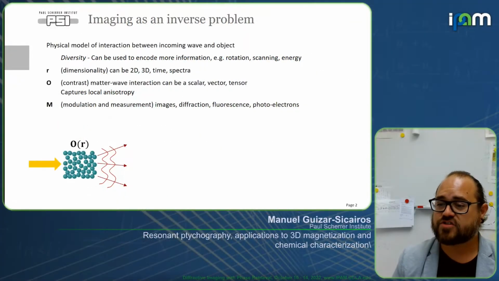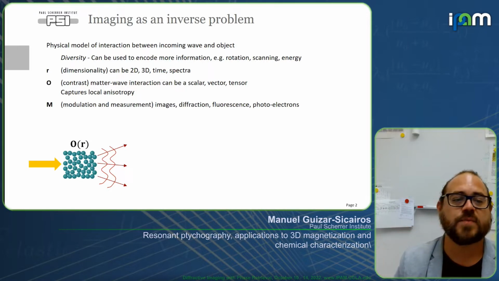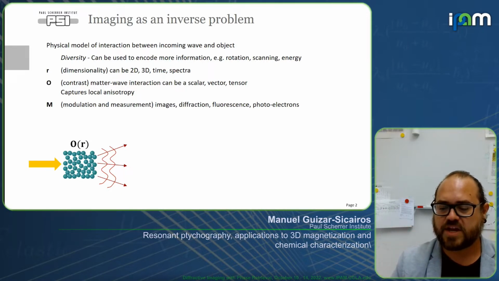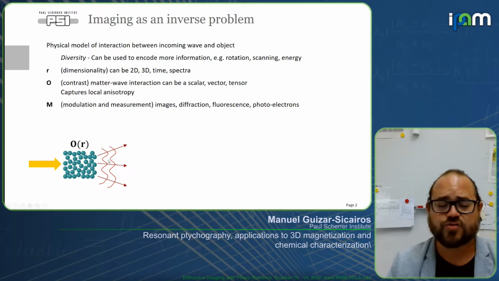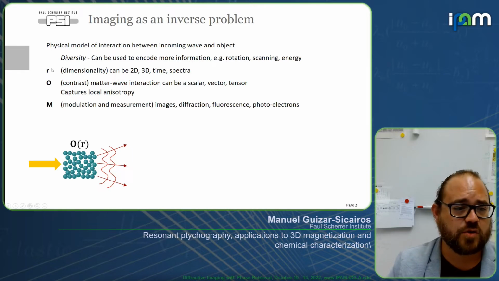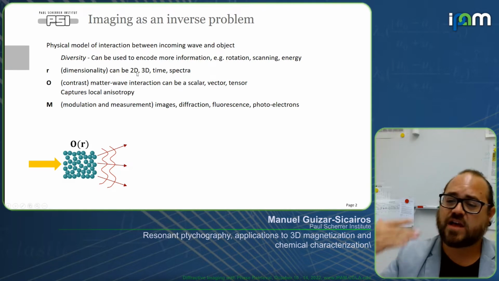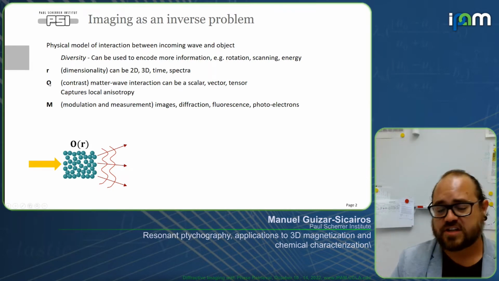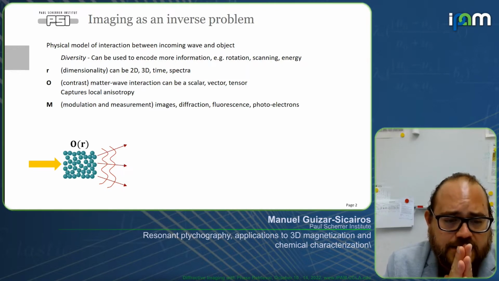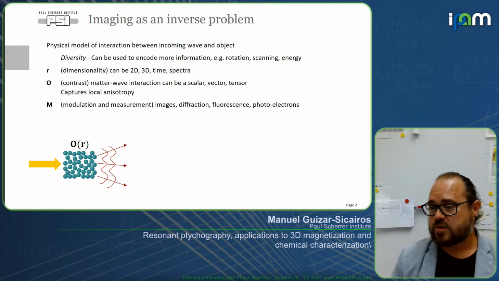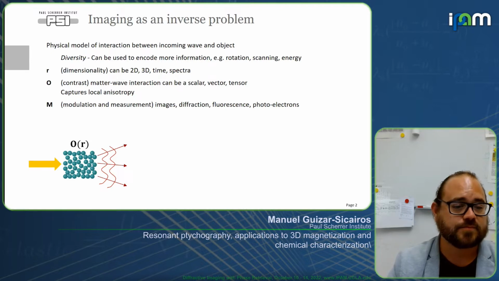If you want to do 3D reconstructions, the diversity that we can benefit from quite a lot is rotation of the sample. So all of that changes the data that we are measuring, or the wave field that exits the sample, and can give us enough information to do a multidimensional reconstruction. Here R can be the dimensionality of the sample in 2D, 3D, or in time, or in spectra. O is a function that describes the interaction of the beam and the sample. It can be a scalar, a vector, or a tensor. If it's a vector or a tensor, it also captures local anisotropy of the sample.